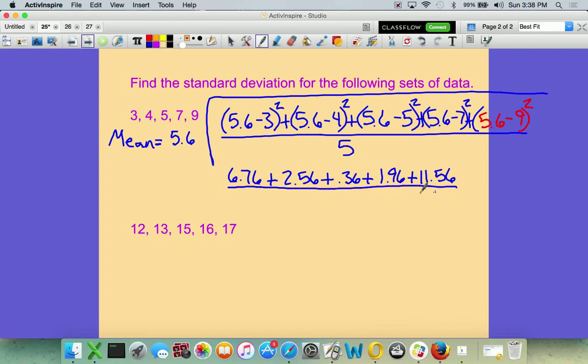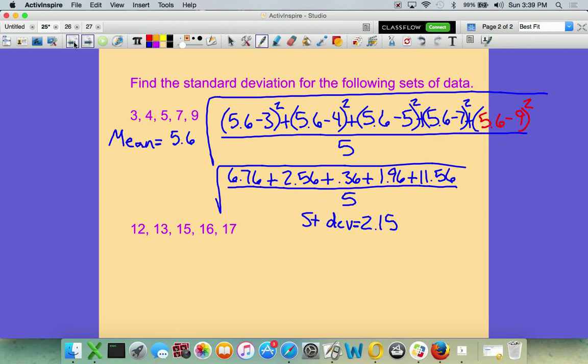We've still got to add up all of those numbers together and divide by 5. So 6.76 plus 2.56 plus 0.36 plus 1.96 plus 11.56 gives us 23.2. Divide that by 5 and then take the square root, and our standard deviation is 2.15. Now what that tells us, the biggest thing that it tells us for right now is the smaller our standard deviation is, the closer together our numbers are here.